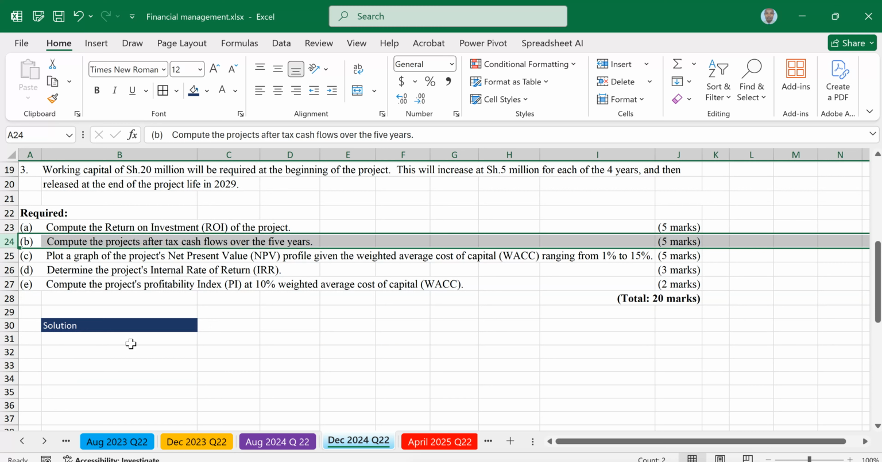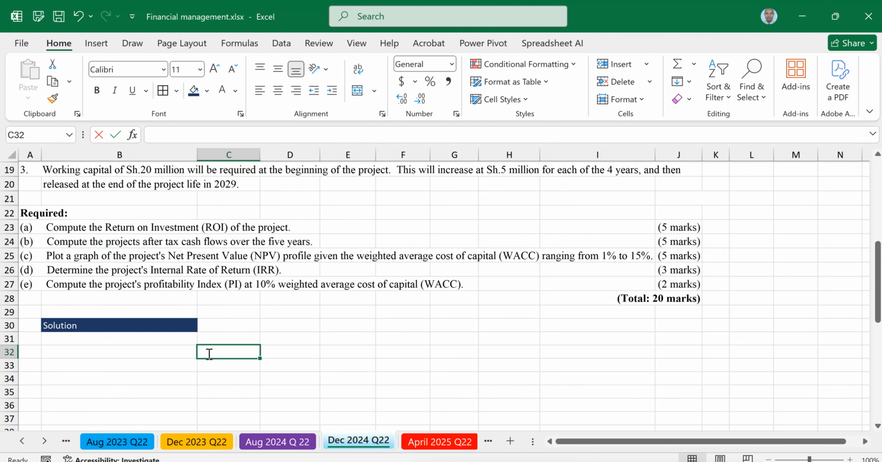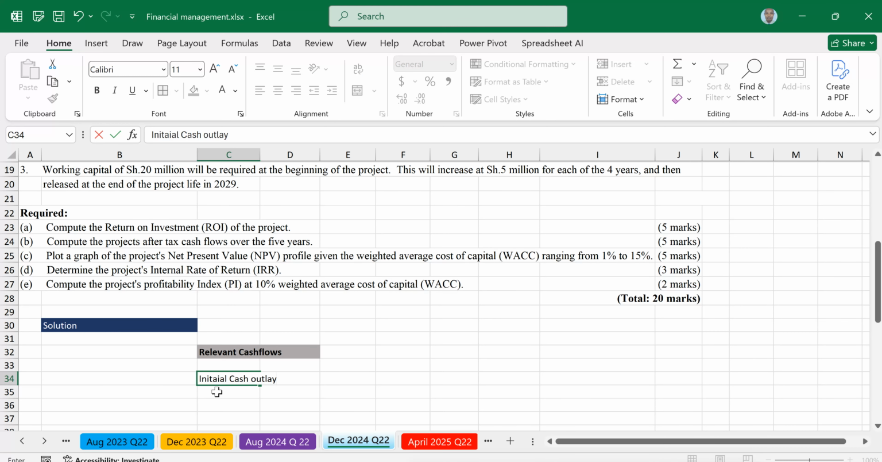So workings, and the first thing is relevant cash flows. Let us start with relevant cash flows. The first cash flow is the initial cash outlay.